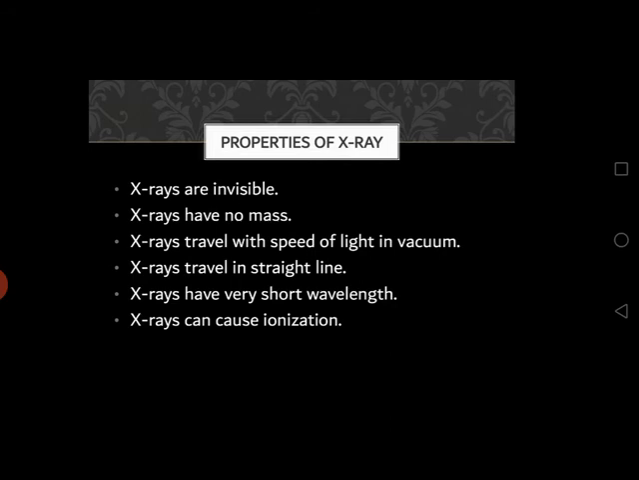There are some properties of X-rays which are as below: X-rays are invisible, we cannot see them. X-rays have no mass, they are massless. X-rays travel with the speed of light in vacuum. X-rays travel in a straight line without any deflection. X-rays have very short wavelength, and X-rays can cause ionization, and so on.